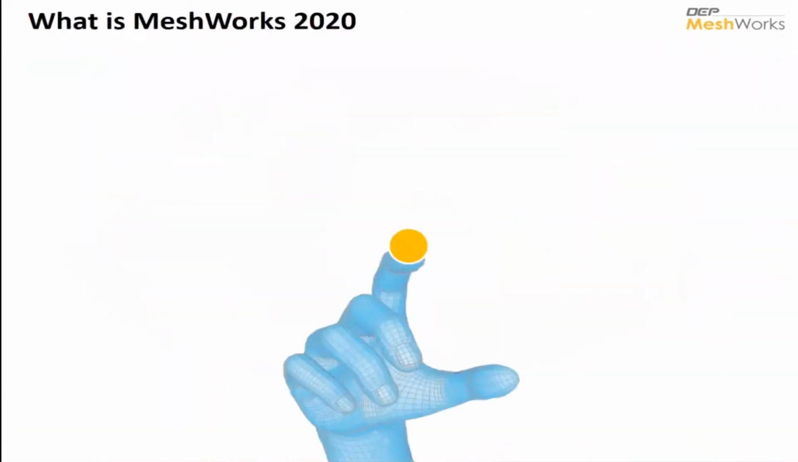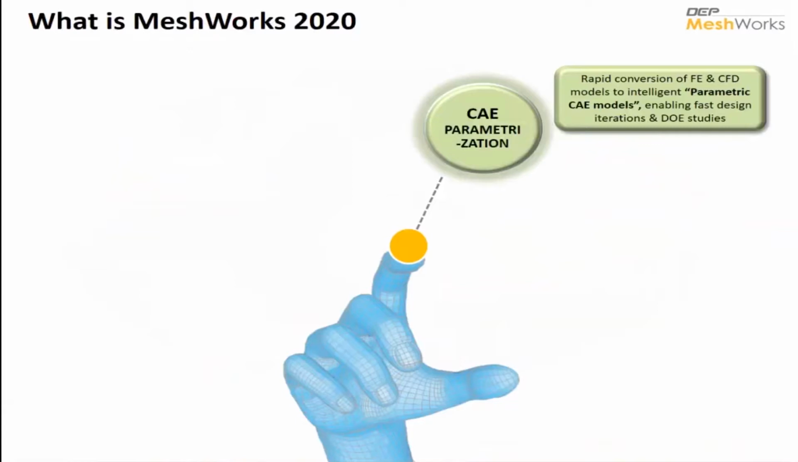DEP has its own proprietary software, MeshWorks, as you all know, and we would like to first give a small introduction to our software. MeshWorks is a CAE parameterization tool. It ideally helps the FE and CFD models to get converted into parametric designs, thereby enabling faster design iterations and quicker DOE studies.